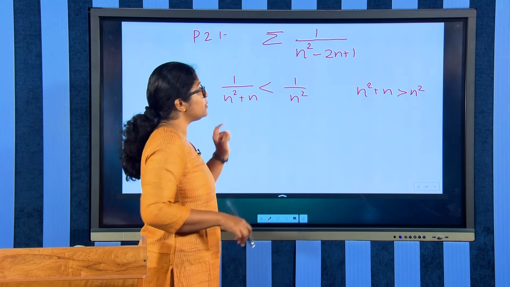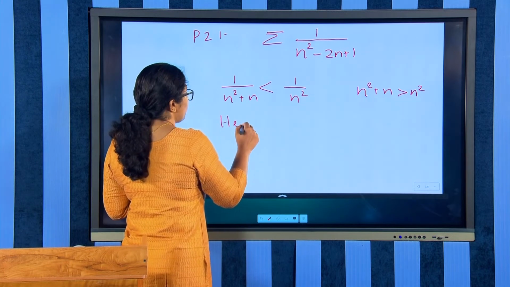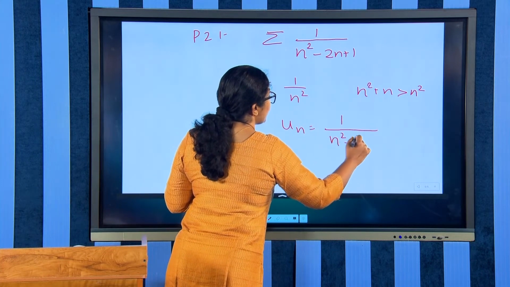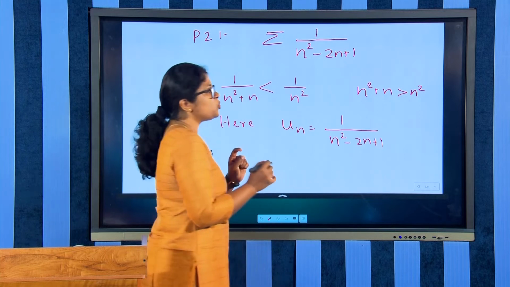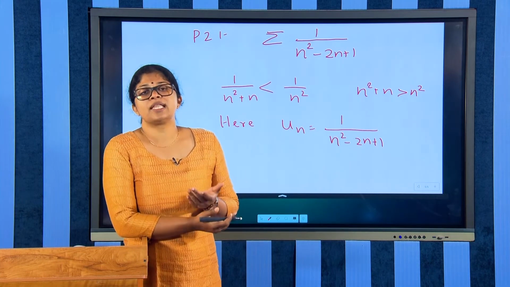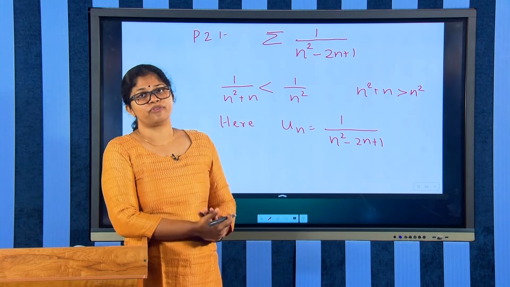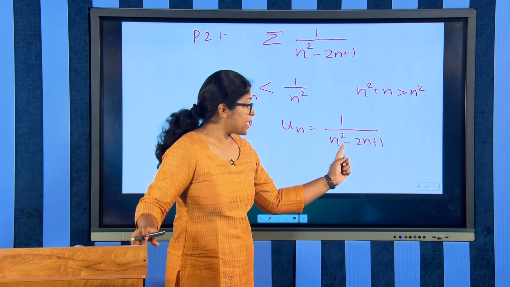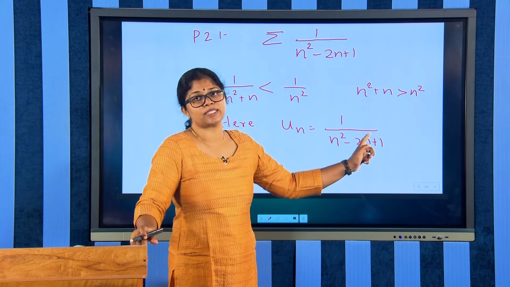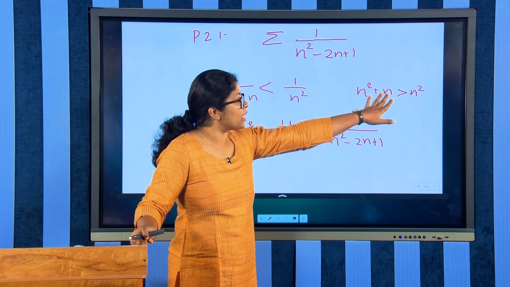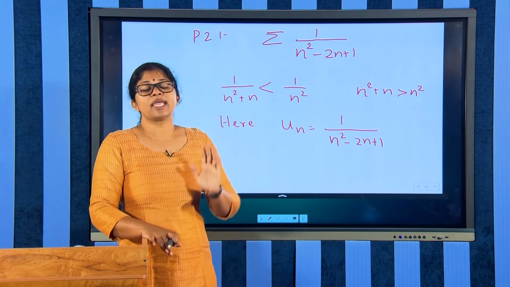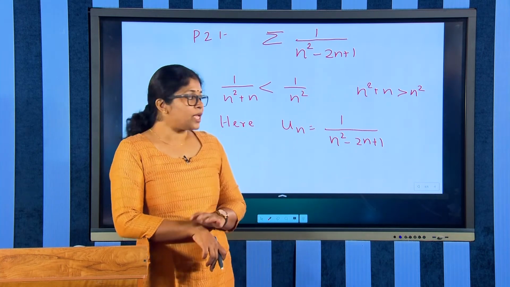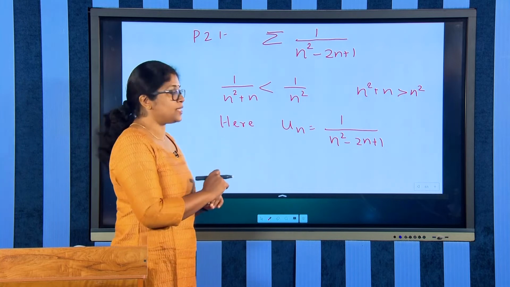But here the nth term un in this problem is nothing but 1 upon n square minus 2n plus 1, which we are not so sure is less than 1 upon n square for every value of n, because the denominator contains a negative term as well, n square minus 2n plus 1. So, we are not sure whether we can write like this or not. In this case the direct comparison test is not that easily applied, and so we go for the limit comparison test.